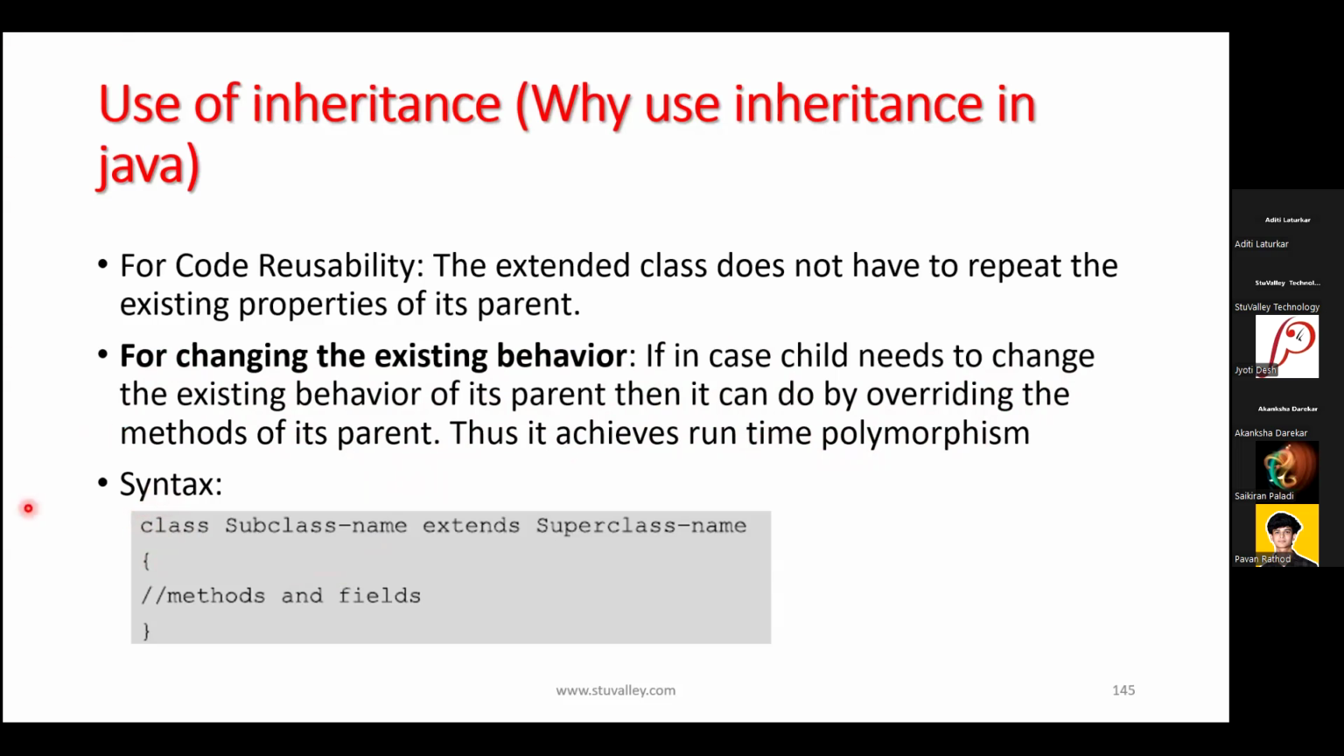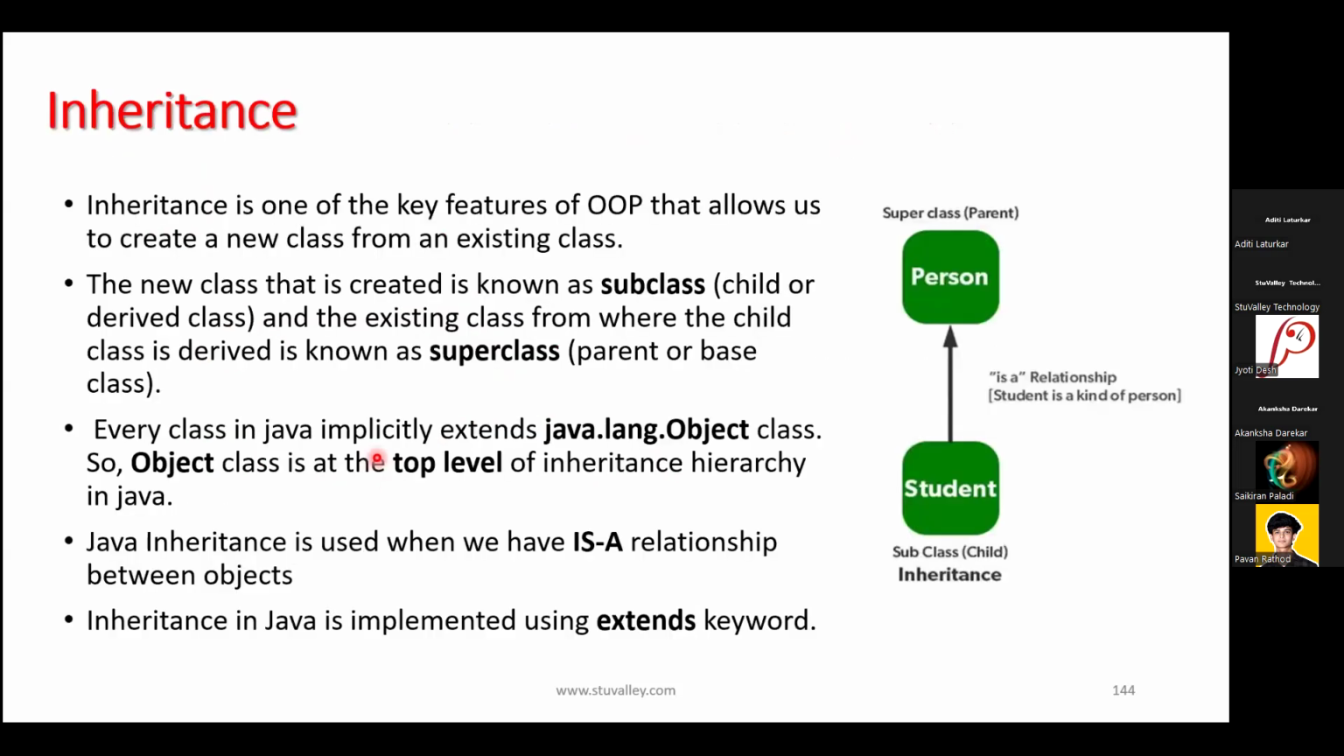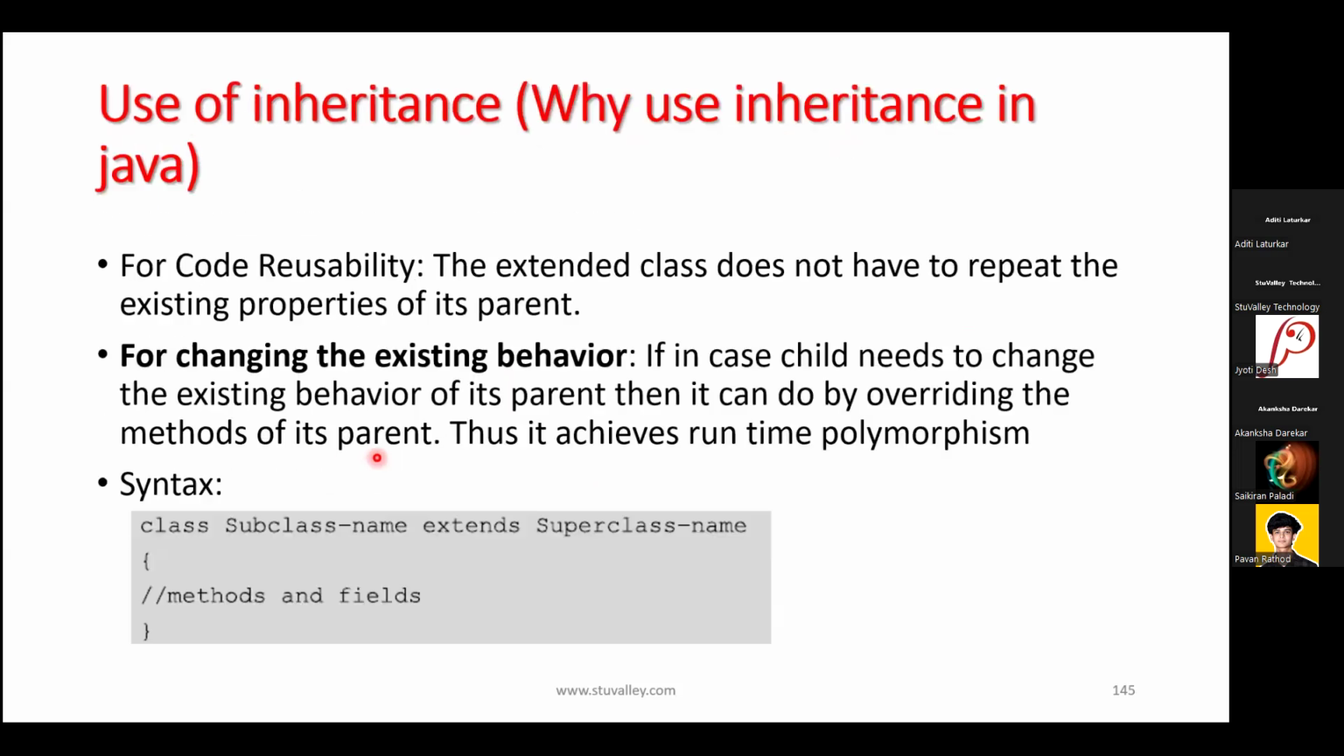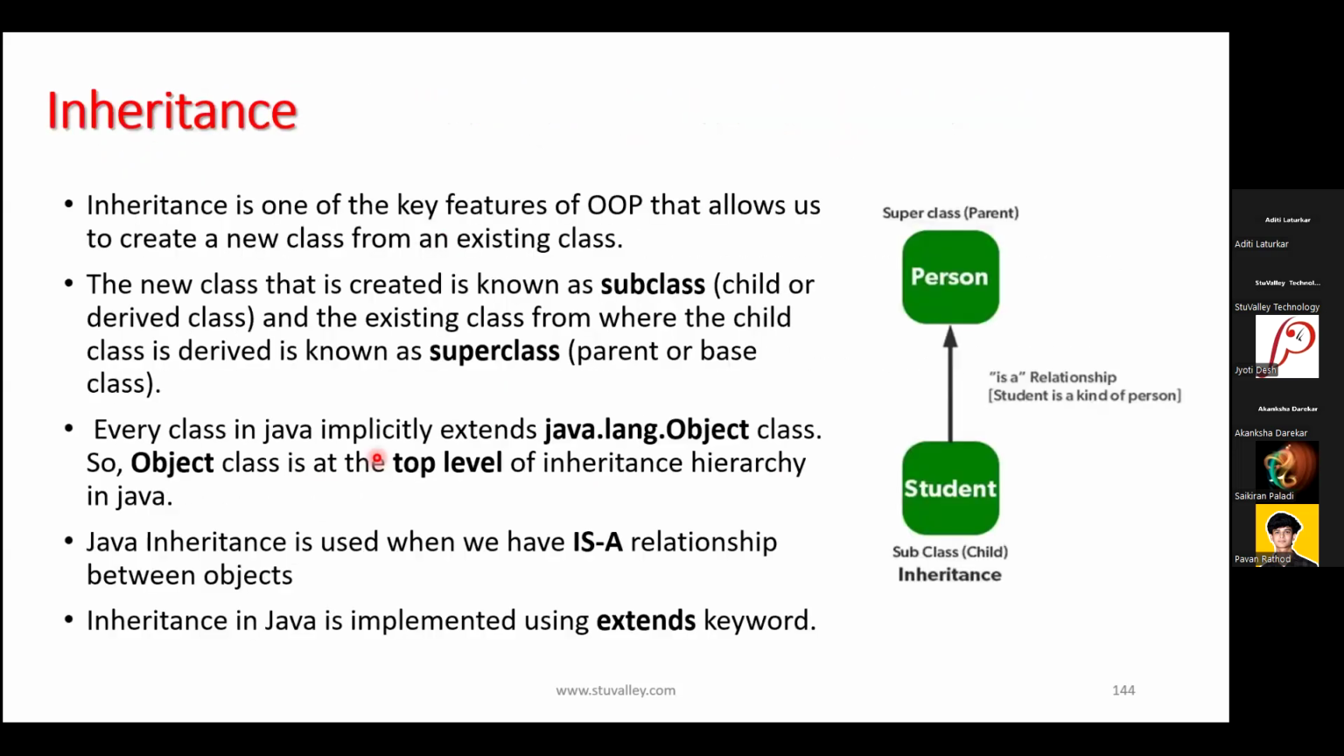The syntax of using inheritance is: class subclass name extends superclass name, and whatever the class definition will be, the methods and the fields you can define as in a normal class. This is the basic concept of inheritance. Why do we use inheritance? There are two main objectives of using inheritance: code reusability and changing the existing behavior. Okay, this is the basic concept of inheritance. Any doubt, anyone? Clear?